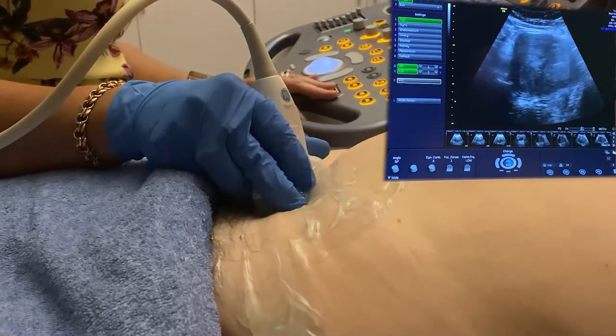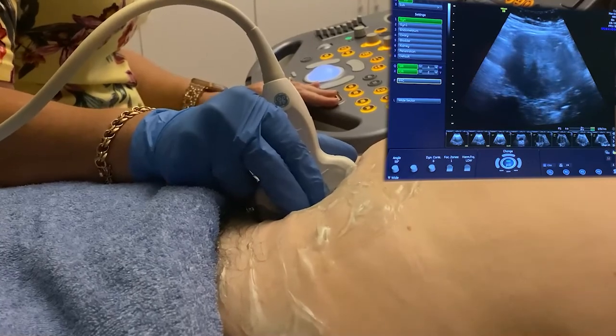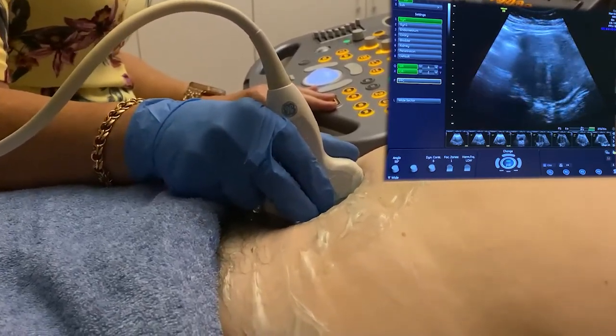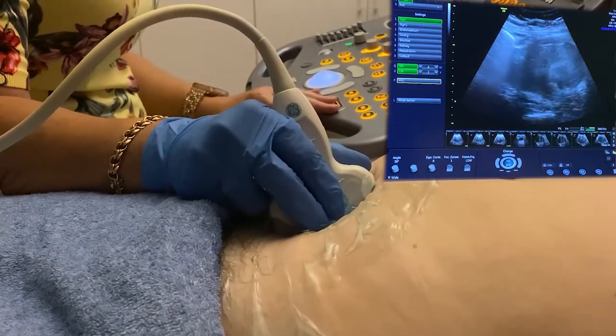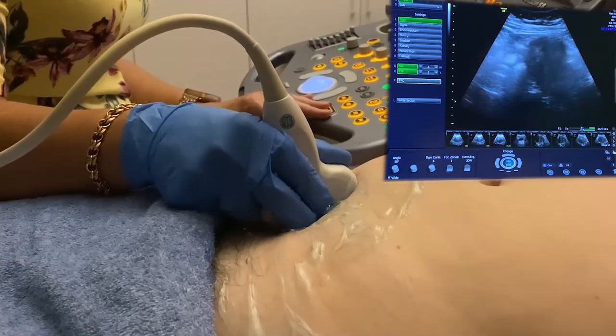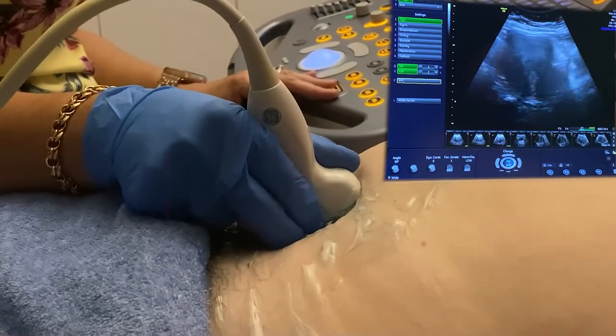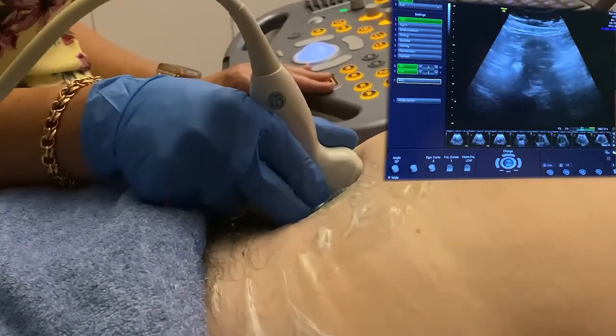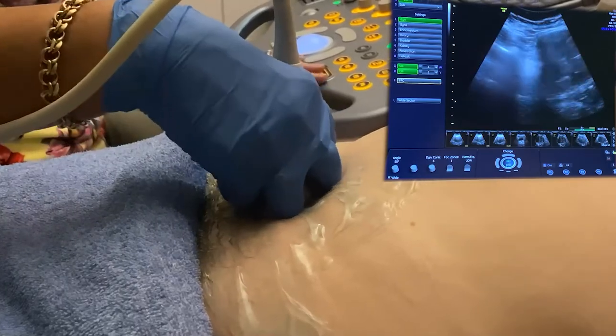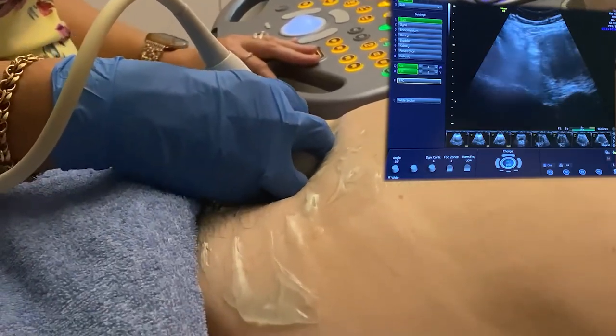I could attempt to measure all of these fibroids, but I won't. When I do the vaginal ultrasound, I will just measure the largest ones and try and locate them. This is just a general ultrasound. I am not doing a fibroid mapping.